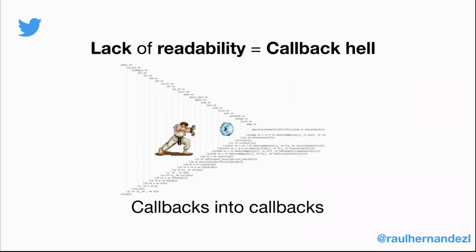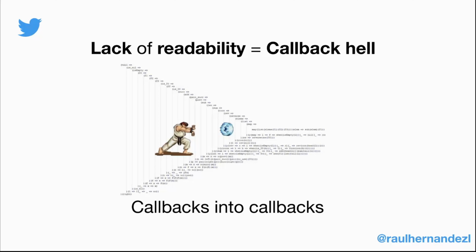readability. We have here our friend, our colleague invited for today's party, Ryu from Street Fighter. Probably you are familiar with that if you are as old as me. And this created a Hadouken that basically created a lot of indentation with many callbacks and more callbacks, inner callbacks into those callbacks. So basically here, as you can see, there is no evidence about where you are and where you are going to go.